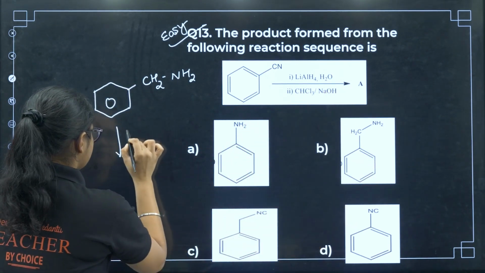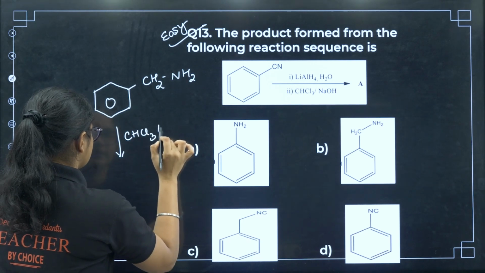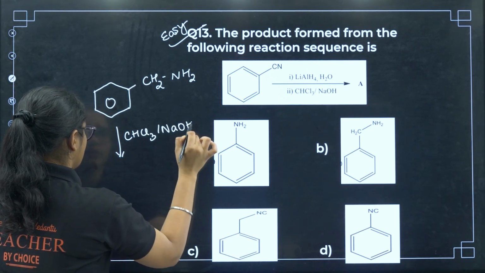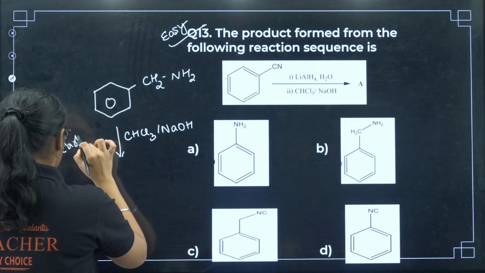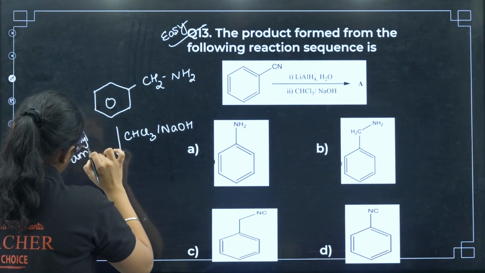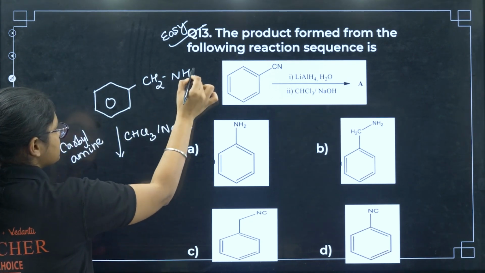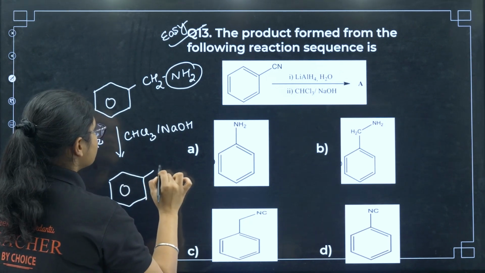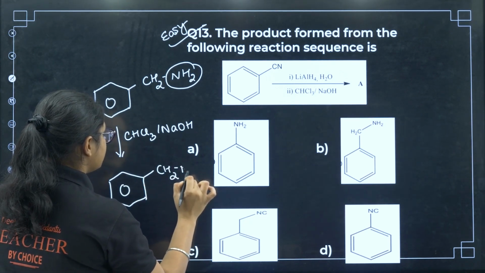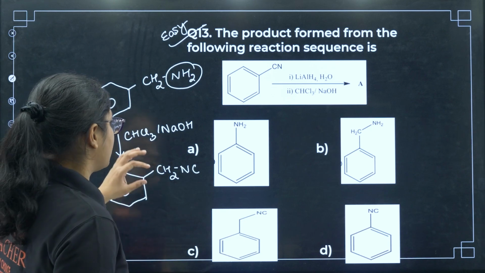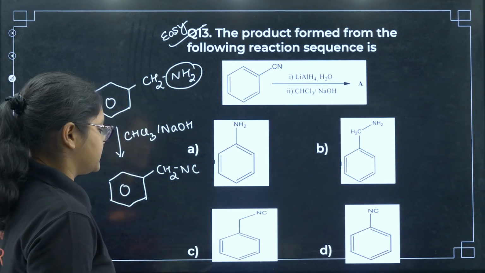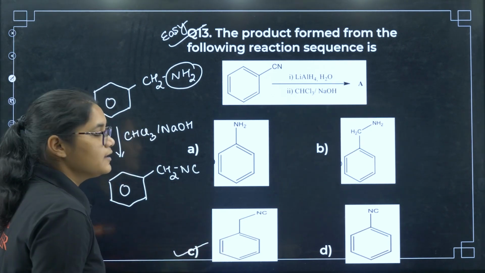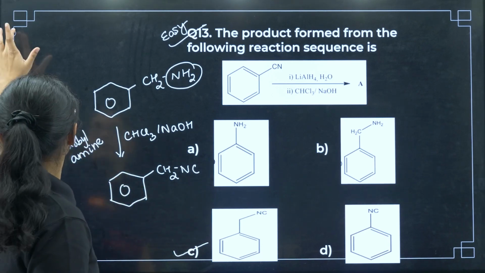Now after that, when you treat it with CHCl3 and NaOH, this is your carbylamine reaction. So what I will have? CHCl3 with NaOH, carbylamine reaction, right? So these primary amines get converted to isocyanides, right? And they give a foul smell to us, and we can easily detect the primary amines in this case. So correct answer for this one will be option number C.